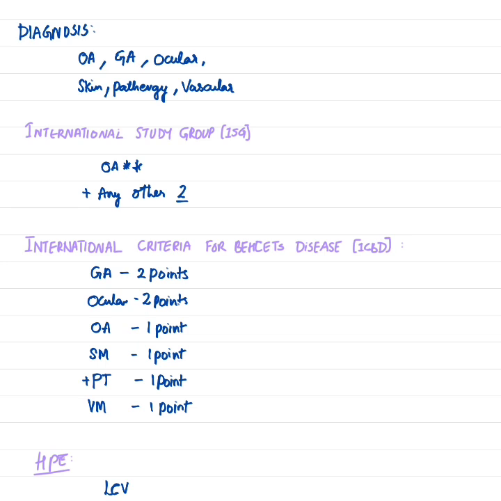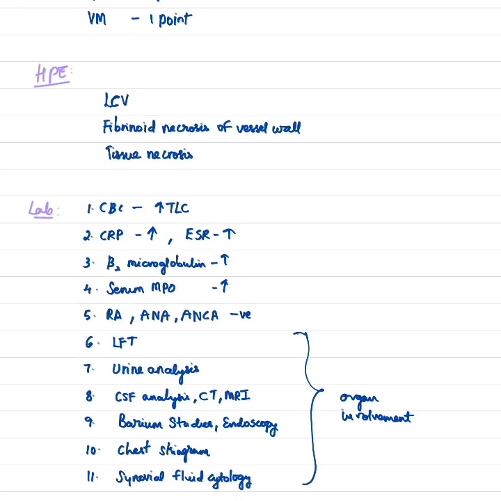The International Criteria for Behcet's Disease, ICBD, also gives a point system where genital aphthosis and ocular manifestations get 2 points, whereas the rest of the manifestations get 1 point each. On histopathological examination, leukocytoclastic vasculitis is seen with fibrinoid necrosis of the vessel wall as well as tissue necrosis. In older lesions, we can also see lymphocytic or granulomatous infiltration.